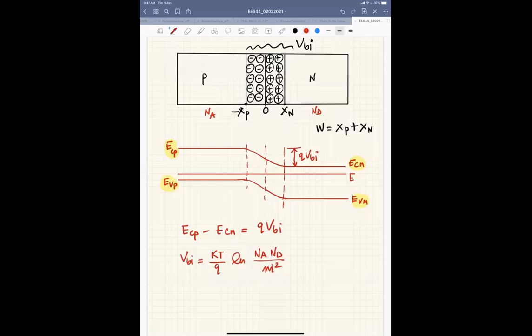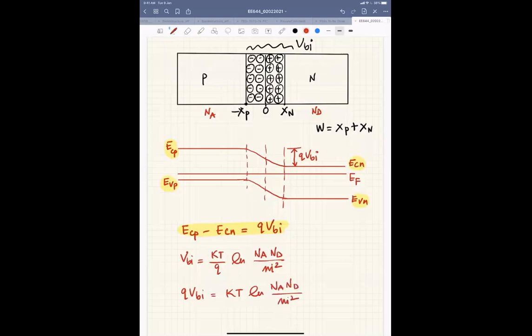Since I'm not applying any voltage, your PN junction is in equilibrium, so there is no current flowing. Since there is no current flowing, I can draw the Fermi level flat, right? So there is no gradient in the Fermi level. Okay, and ECP minus ECN here is q times VBI. This is the energy difference between the N side and P side valence bands, sorry, and also between the N side and P side conduction bands. And VBI, we know, is kT by q ln Na Nd by ni squared. We could also write qVBI in energy terms as kT ln Na Nd by ni squared.